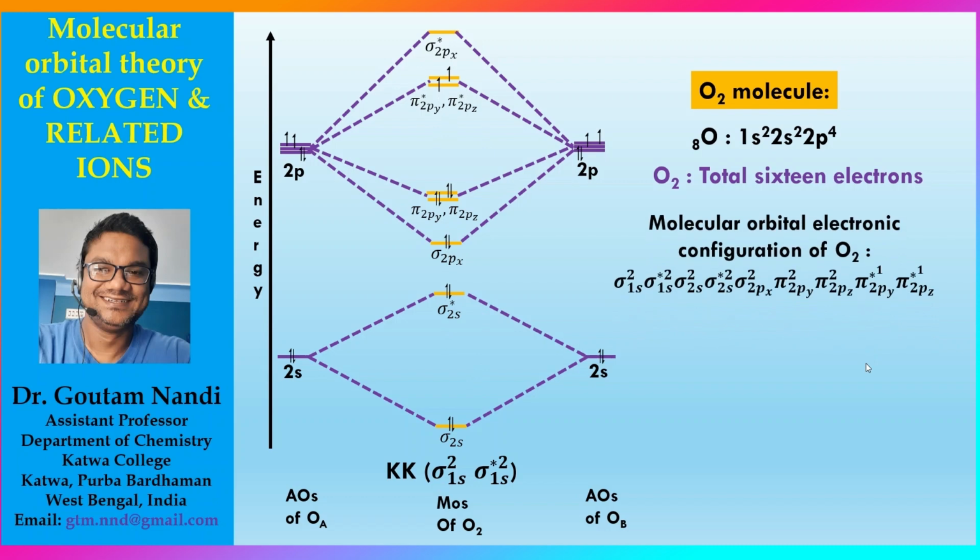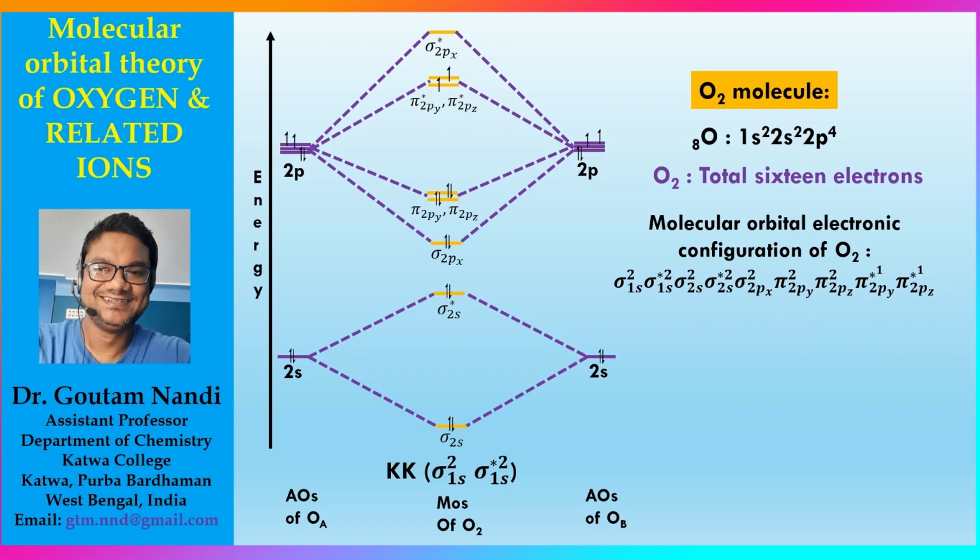So from the molecular orbital diagram, if we write the electronic configuration of the O2 molecule, that will be like this: sigma 1s2, sigma star 1s2, sigma 2s2, sigma star 2s2, sigma 2px2, pi 2py2, pi 2pz2, pi star 2py1, pi star 2pz1. Obviously, we have considered the x-axis as the molecular axis.